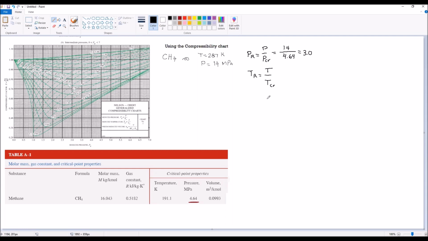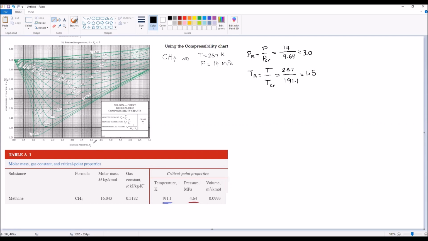That's the reduced pressure. For temperature, the given temperature is 287 K, and from table A-1 we'll see that the critical temperature is 191.1 Kelvin. So 287 divided by 191.1 is equal to approximately 1.5. So now I have my reduced pressure and reduced temperature.